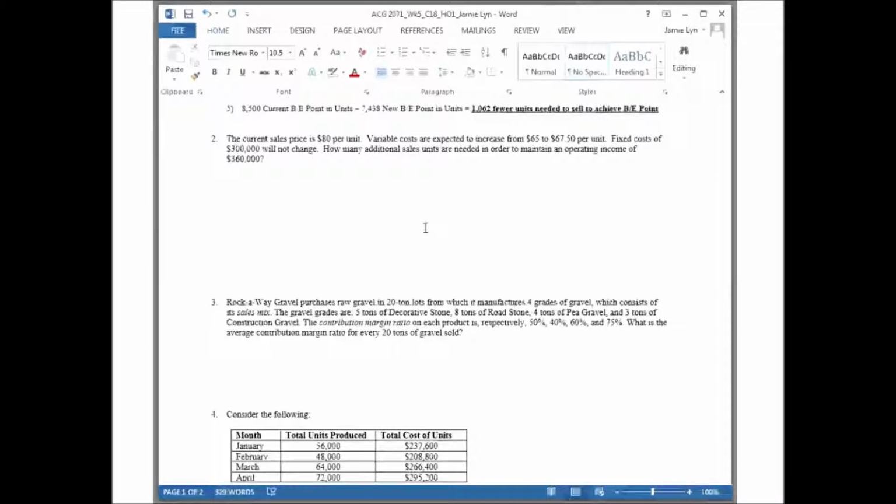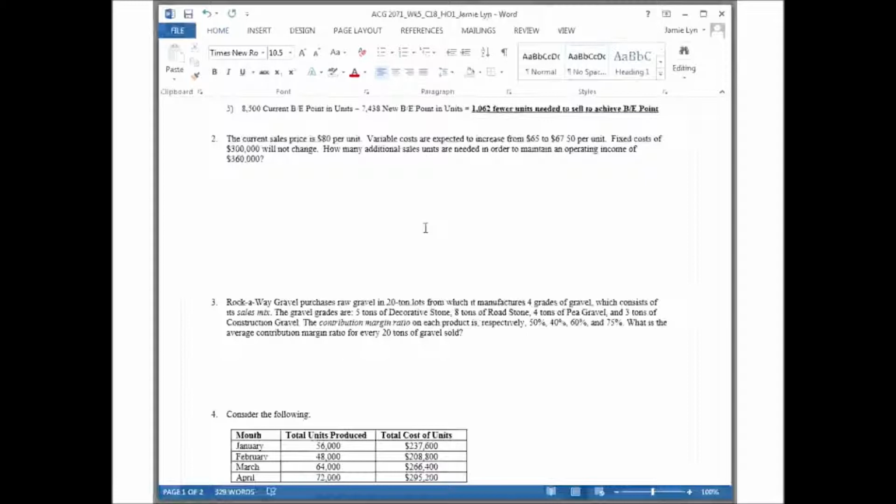The current sales price is $80 per unit. The variable costs are expected to increase from $65 to $67.50 per unit. The fixed cost of $300,000 will not change, and the problem is asking how many additional sales units are needed in order to maintain an operating income of $360,000.